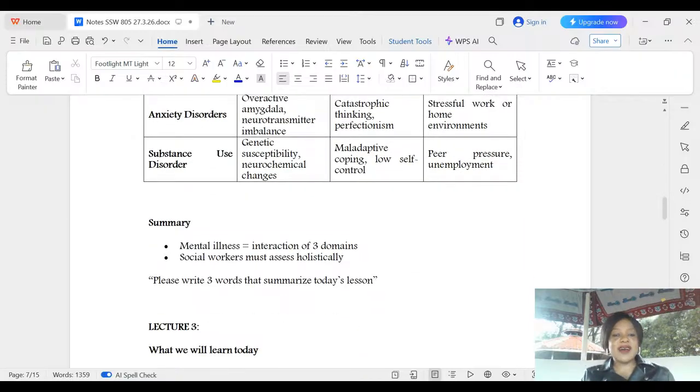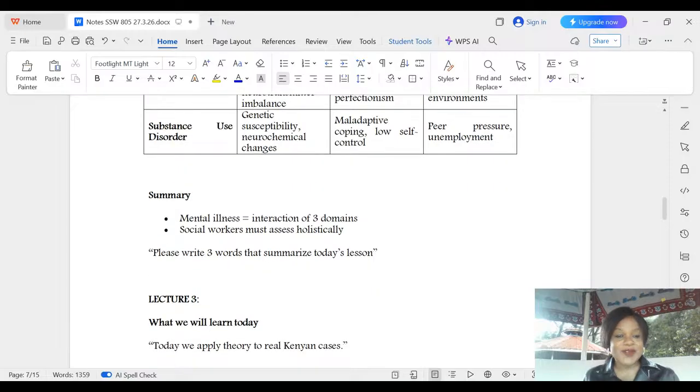So in summary, when you're looking at mental illness, you look at its interaction in terms of the three domains. And this helps us to assess mental illness holistically. All right. So I'll just request you, in brief, from what we've been capturing on the biopsychosocial model, to write three words that help you to summarize your understanding of this model. Okay.